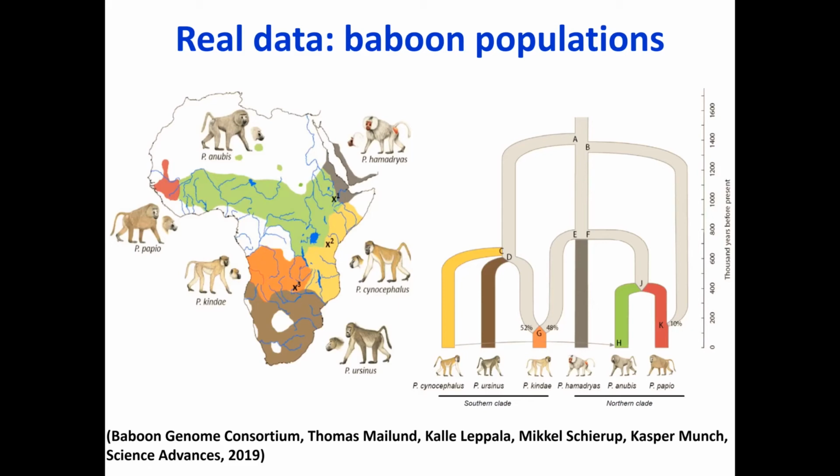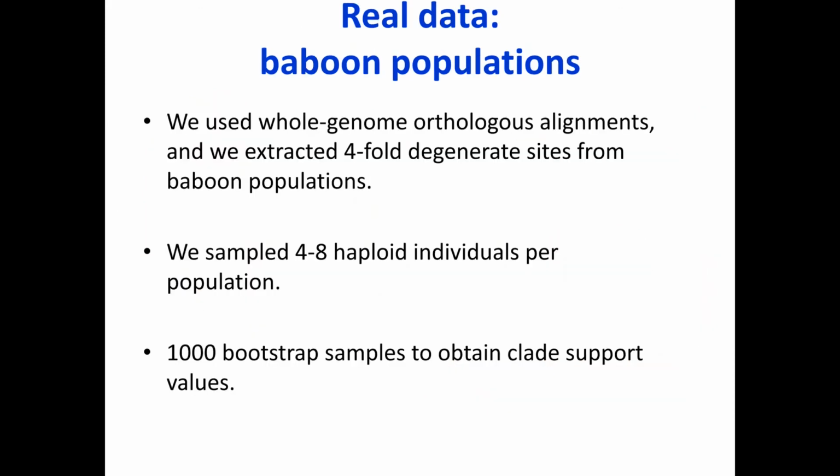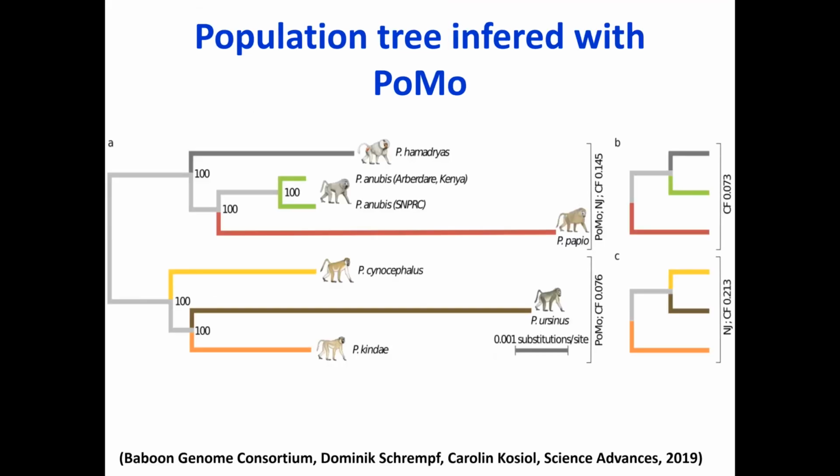So given that little of a mixture, we thought, well, this is not something we explicitly model, but maybe we try POMO and see what's going to happen. So we used whole genome data, extracted the fourfold degenerate sites from the orthologous alignments. It's not as many individuals as what I told you we can do in the simulations. But it's multiple individuals per species, and because it's not so many populations, we were able to do bootstrapping. And this is the result.